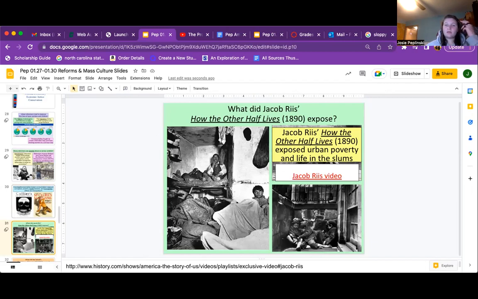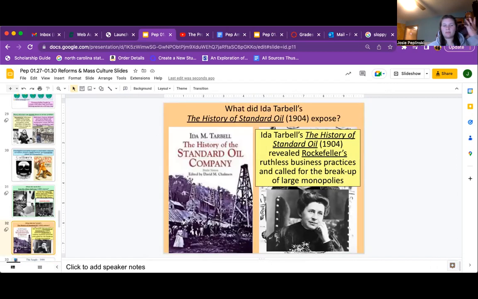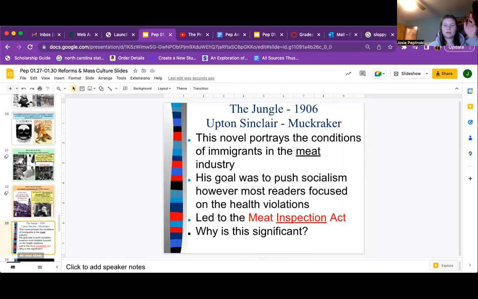Jacob Riis wrote this book called How the Other Half Lives, which exposed urban poverty and life in the slums. Ida Tarbell's The History of Standard Oil, written in 1904, exposed Rockefeller's ruthless business practices and called for the breakup of large monopolies. The Jungle in 1906 was written by Upton Sinclair, who was a muckraker.